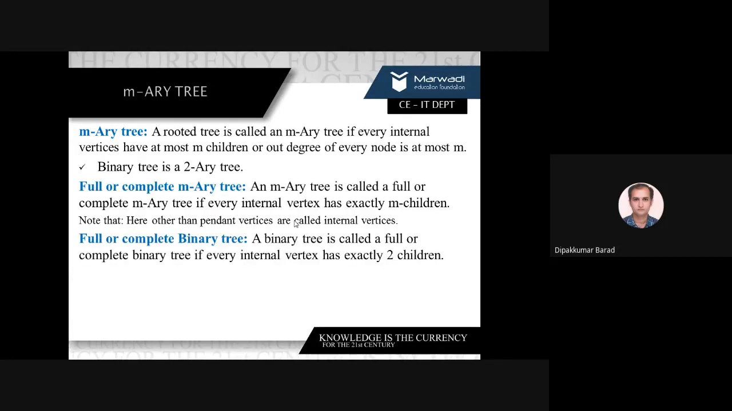Now a full or complete binary tree means every internal vertex has exactly two children. Then we call it a full or complete binary tree. Here the internal vertices are v1, v2 and v3, which contain exactly two children. So this is a full and complete binary tree.